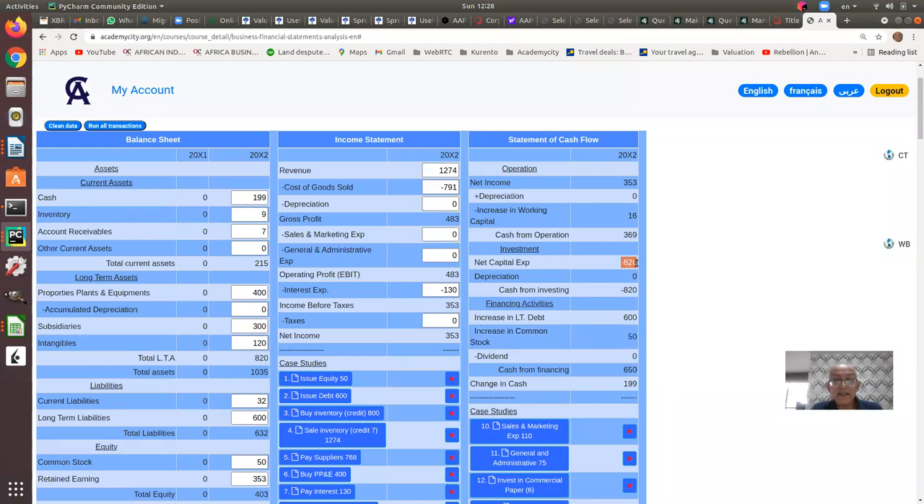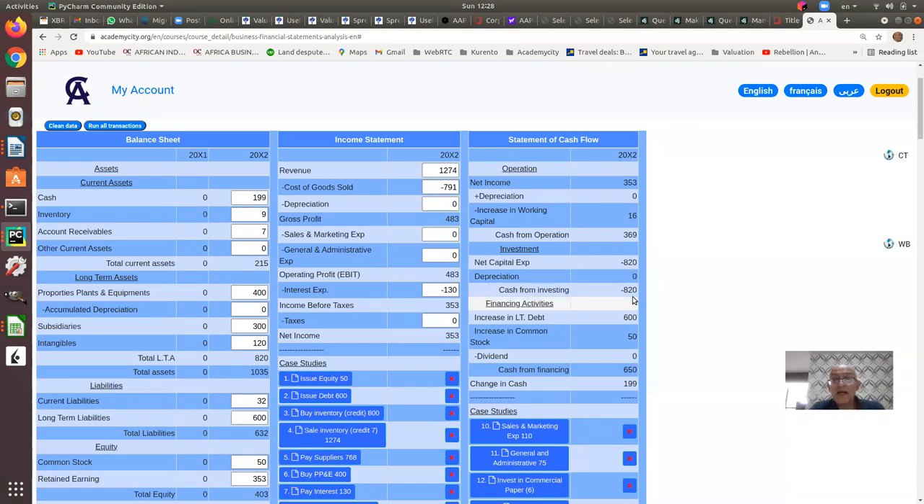So the 800 is exactly the difference between 400 minus zero, 300 minus zero, and 120 minus zero. If you take all of them together, it's 820 minus zero. It's exactly this minus 820. Again, I wasn't lying in the beginning of the session.